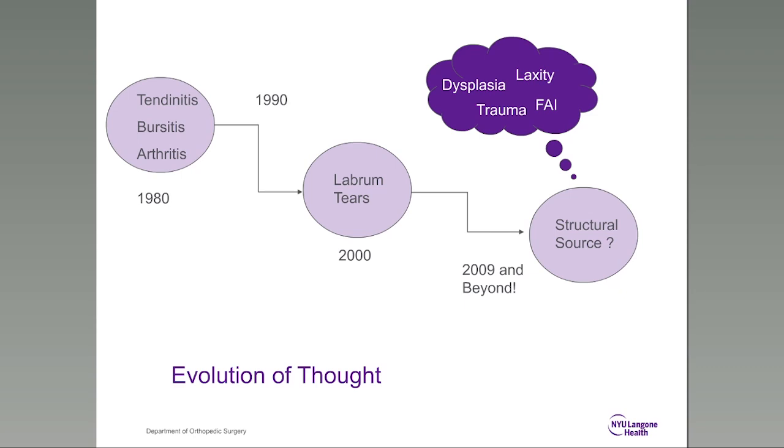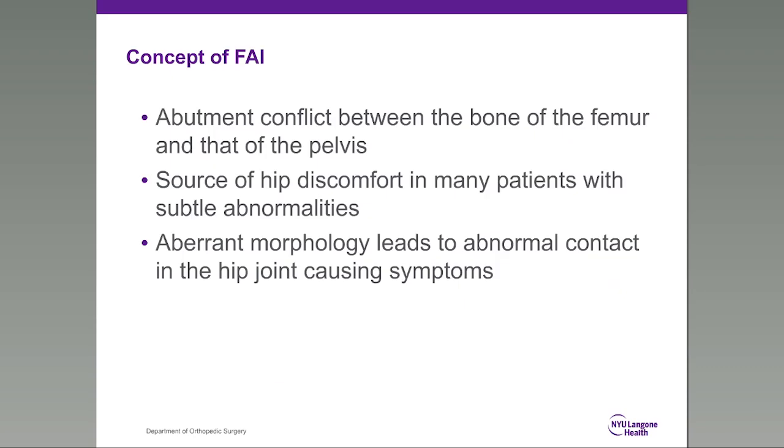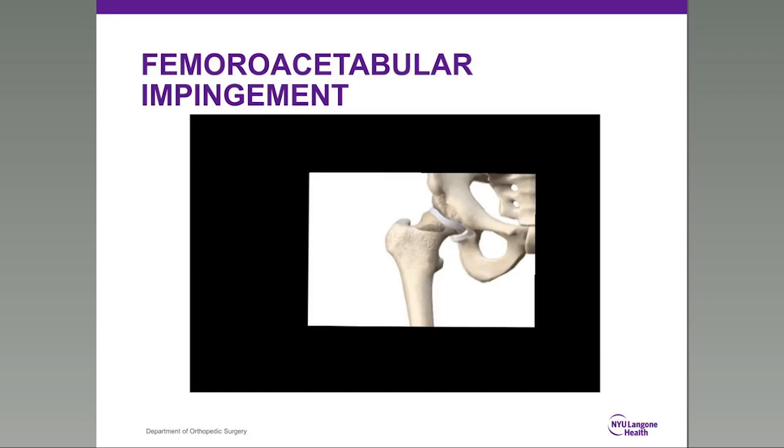Somewhere in the 2000s, our imaging and our science got better, and we identified labral tears in the hip as a source of pain. And early results were decent, but they got better because we started looking for structural sources of these labral tears. And one of the most common, aside from dysplasia, is also femoral acetabular impingement, also including laxity and trauma. So FAI is an abutment conflict between the bone of the femur, the ball, and the socket. And this aberrant morphology leads to abnormal contact in the hip joint, causing symptoms.